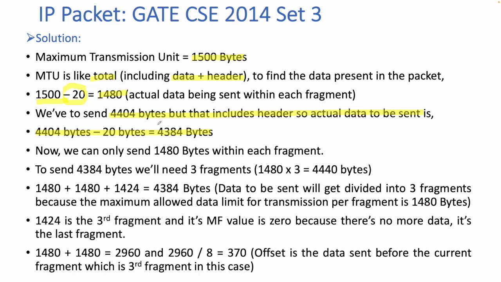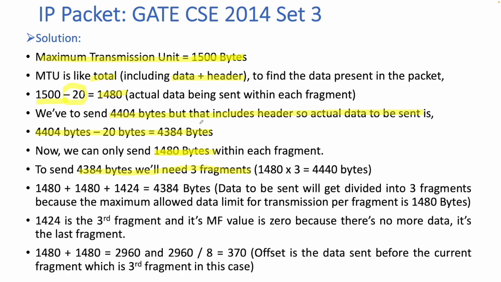So we have to send 4404 bytes, but it also includes the header. So the actual data being sent is 4384 bytes. We can only send 1480 bytes. Why? Because the MTU is 1500 minus the header, which is 20. So 1500 minus 20 is 1480, right? To send 4384 bytes, we will need 3 fragments. So at a time we can only send this much data, right? Because the maximum amount of allowed data is 1500. So at a time we can only send 1480 bytes after subtracting the header.